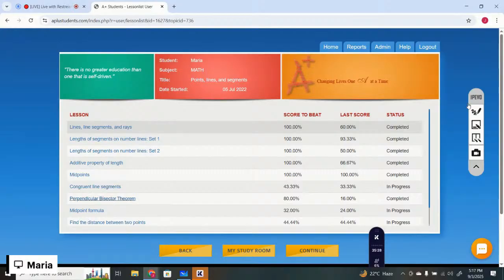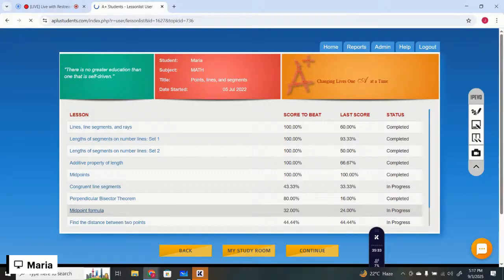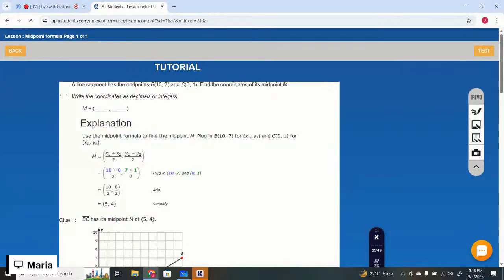The next lesson is midpoint formula. So now we are given the side length of the lines. We need to calculate the midpoint, the point that divides the line, right? Just look at the points B 1, 0 and C 0, 1. Find the coordinate of its midpoint and calculate the midpoint. Here is given the formula.